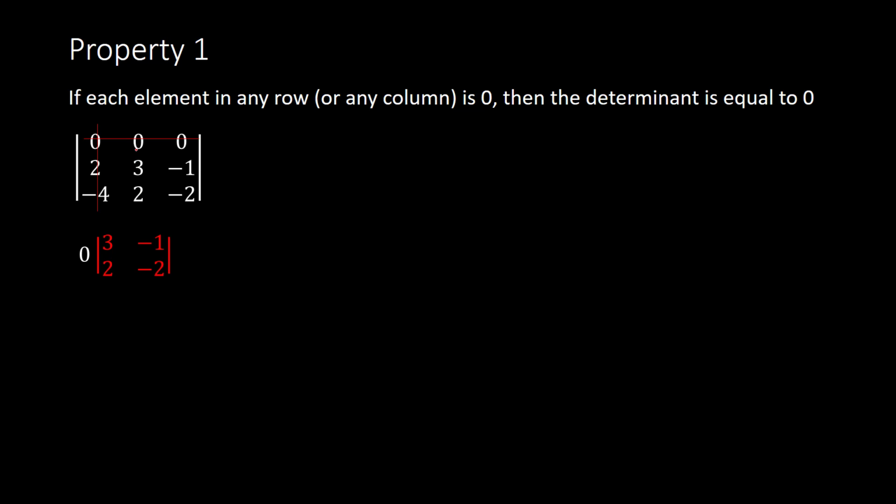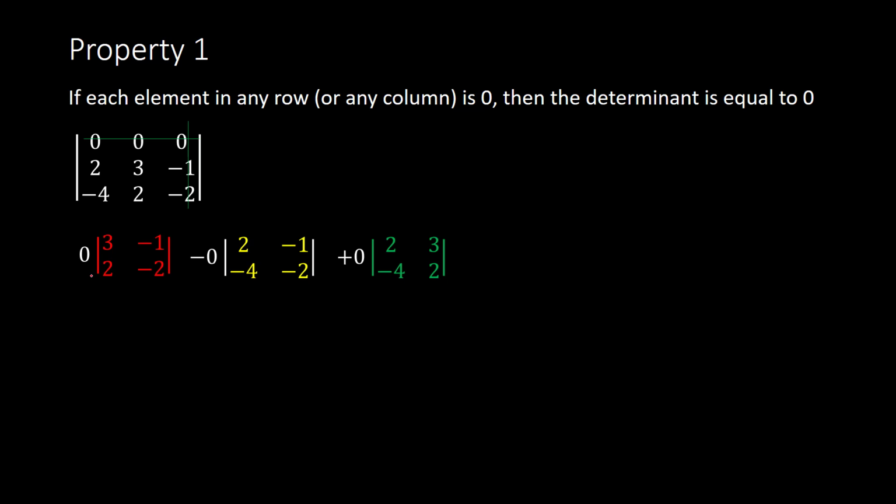And then we look at the second element, so the second 0 in the row, and we can find the minor of that 0. And so now we have 2, -4, -1, -2, and you multiply by that element, the 0. Same thing for the third element. We can find the minor of the third 0 by eliminating the row and the column. We're left with 2, 3, -4, and 2. Then you multiply by that third element.